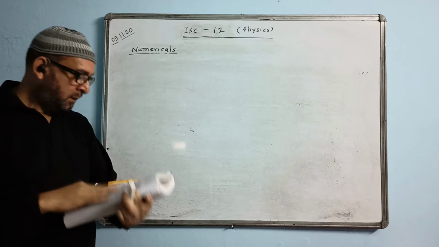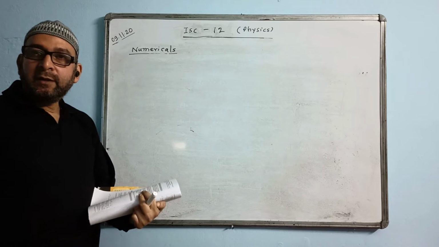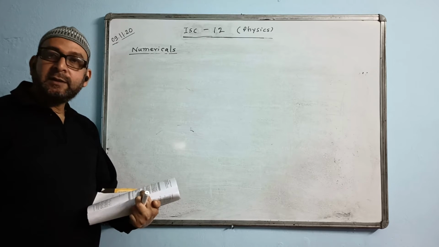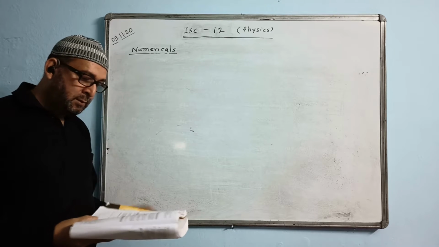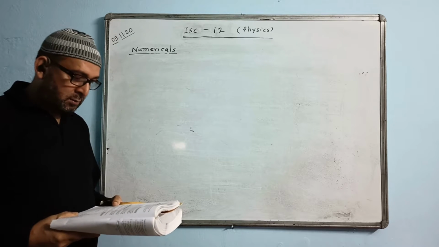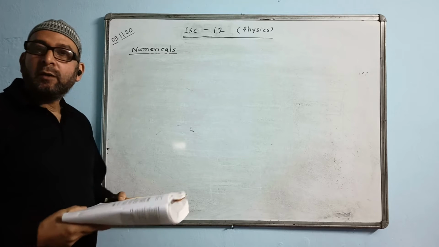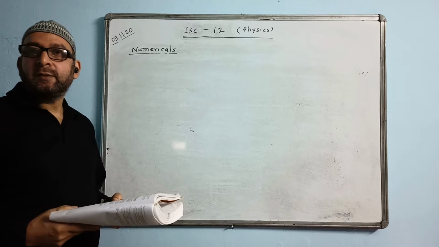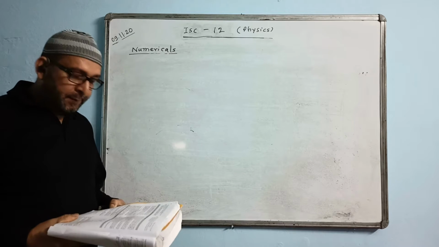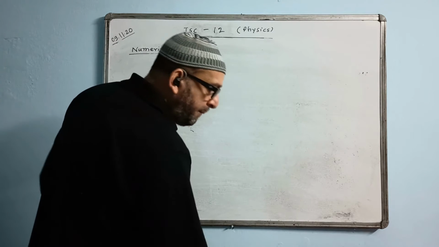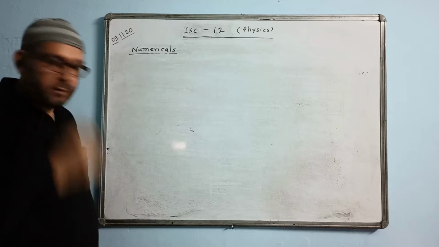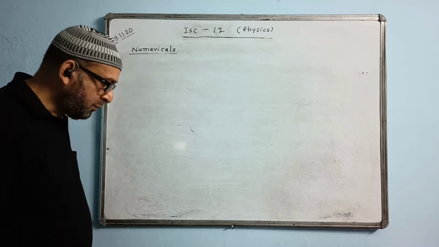First problem is over here. Calculate the magnetic field at the center of a circular coil of radius 7 centimeter, when a current of 2 ampere flows through it. Yeah, that is the question.